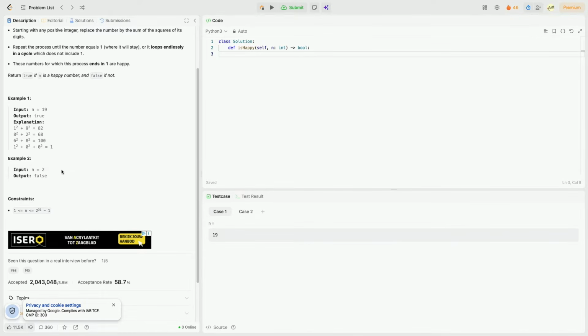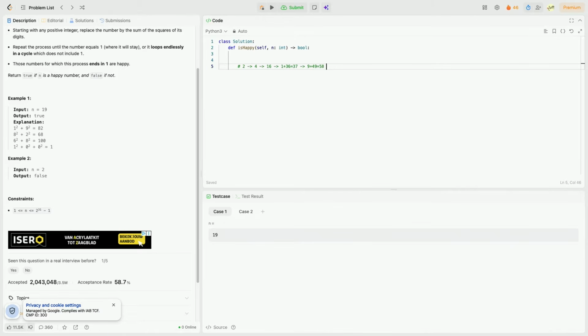Now the second example where n is 2, well, it's just false. Why? Well, 2 times 2 becomes 4, 4 times 4 becomes 16. Actually, let's write that out. So if we start at 2, we go to 4, right? Sum of the squares of its digits is 4. Then it's 16, then it's 1 plus 36, which is 37. That becomes 3 times 3, which is 9, plus 7 times 7, which is 49, so that is equal to 58.